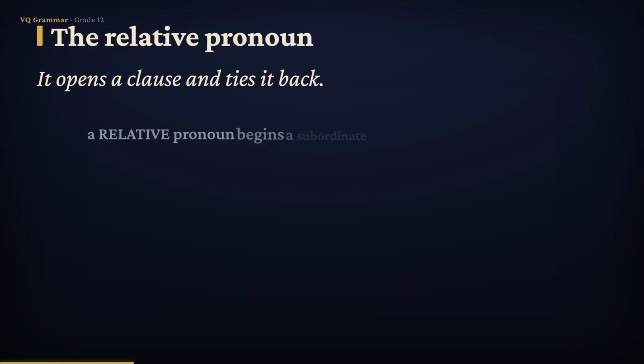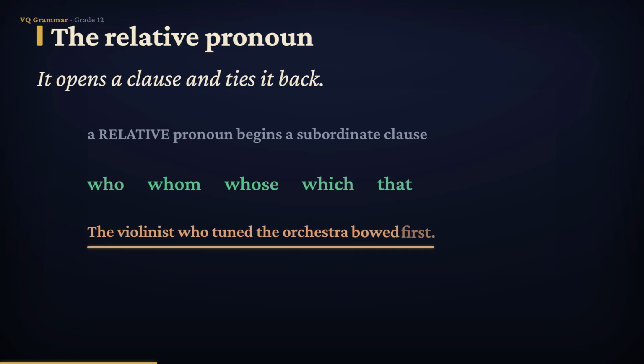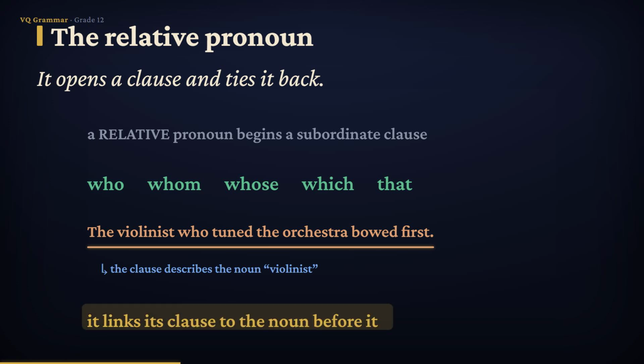Second family, the relative pronoun. Instead of asking, it opens a subordinate clause, a subject-verb word group that can't stand alone, and it stitches that clause back to a noun. The relative pronouns are who, whom, whose, which, and that. Watch. The violinist who tuned the orchestra bowed first. The word who launches the clause who tuned the orchestra, and that whole clause circles back to describe the violinist. So a relative pronoun does double duty. It starts the clause, and it links the clause to the noun sitting right in front of it.